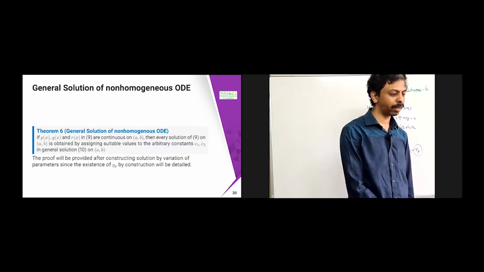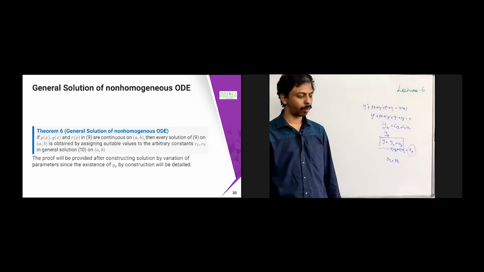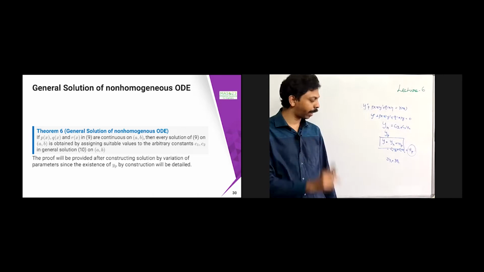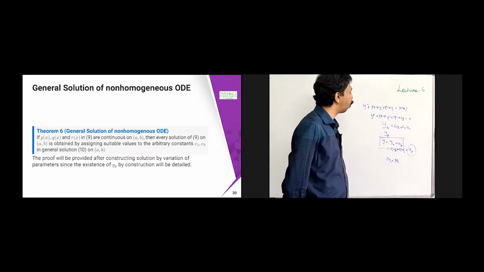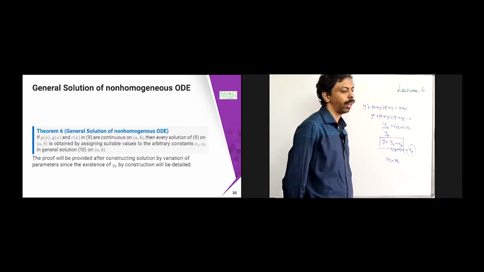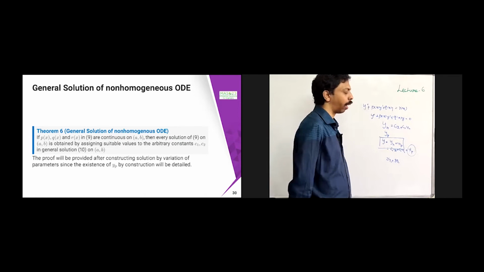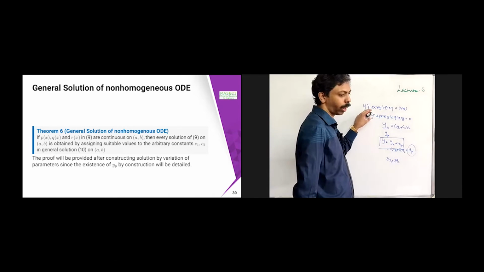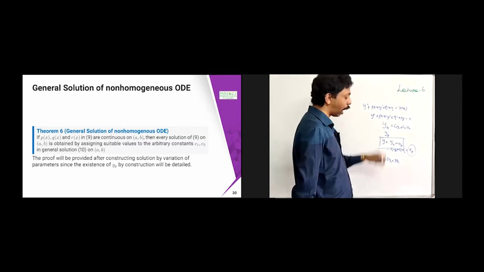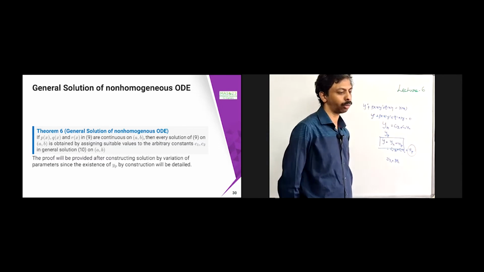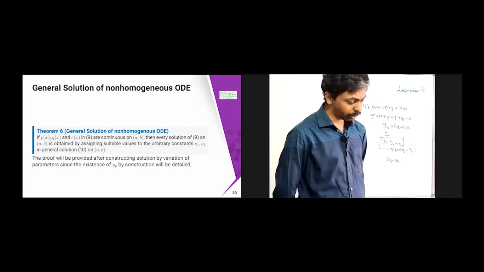So suppose P of x, Q of x, and R of x in this equation are continuous. Now this theorem is going to say that if P of x, Q of x, and R of x in this ODE are continuous, then every solution of this equation can be obtained by assigning suitable values to the arbitrary constants C1 and C2 in a general solution. That is what this theorem is going to say.